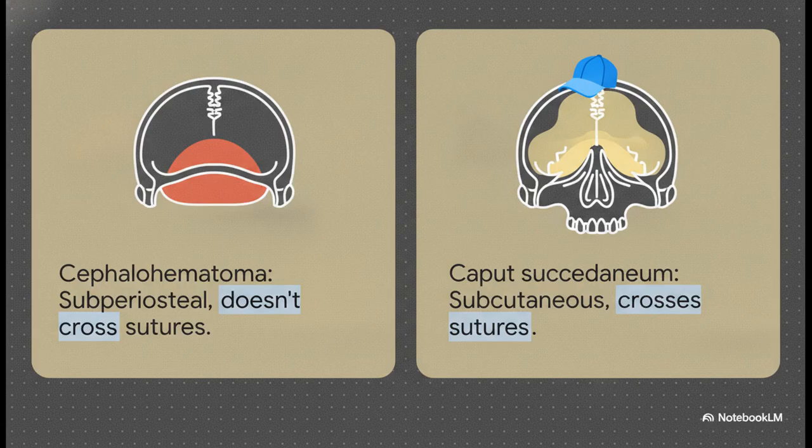A cephalohematoma is bleeding trapped underneath the periosteum, so it does not cross suture lines. Caput succedaneum, on the other hand, is just superficial subcutaneous edema. Since it's above the periosteum, it crosses those sutures easily. Just remember, a caput wears like a cap over the whole head.